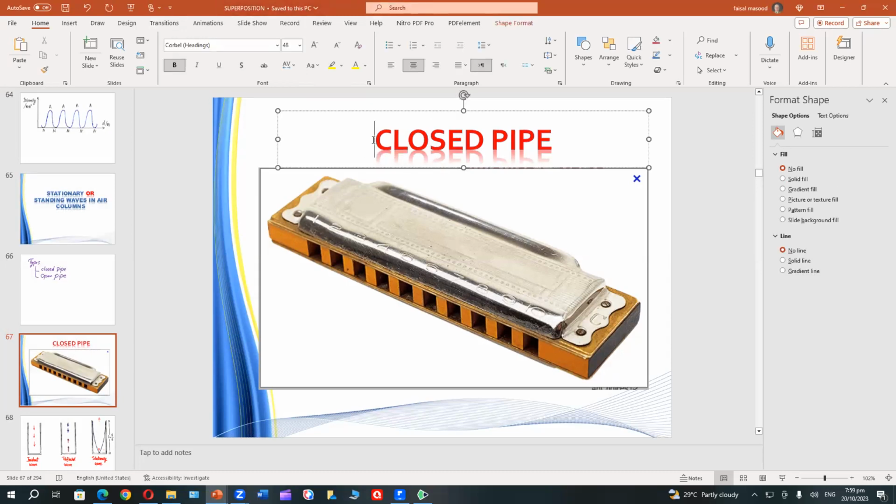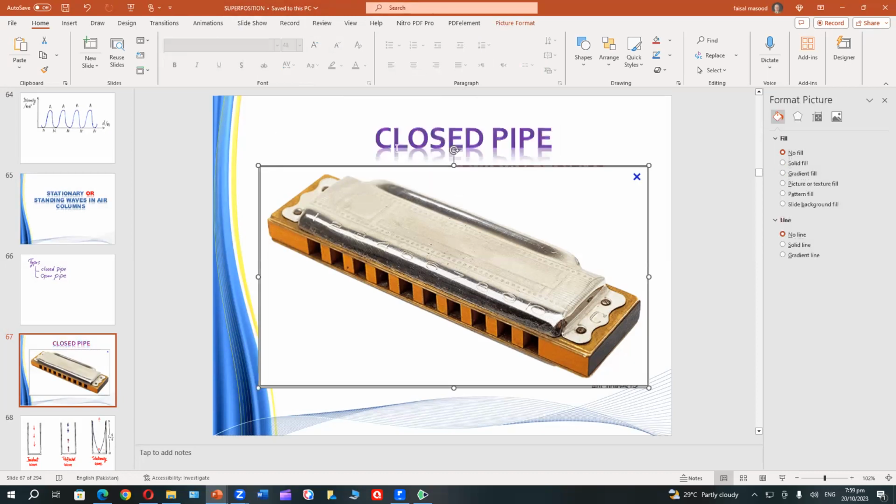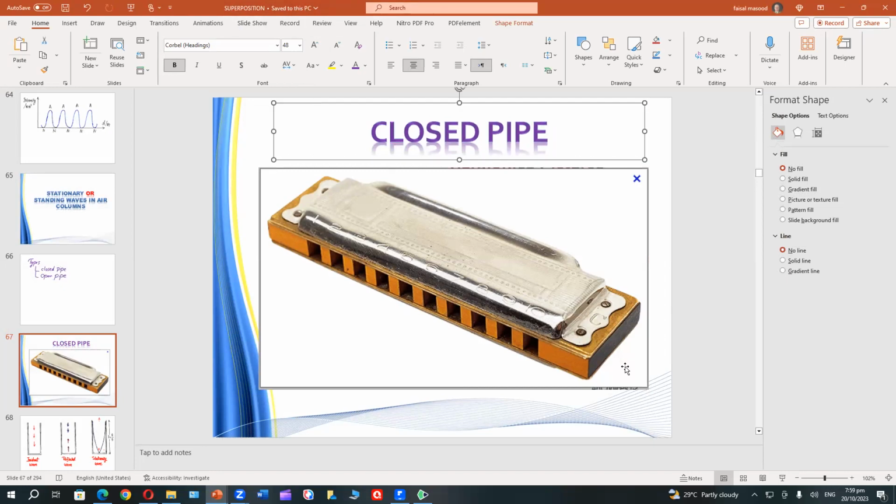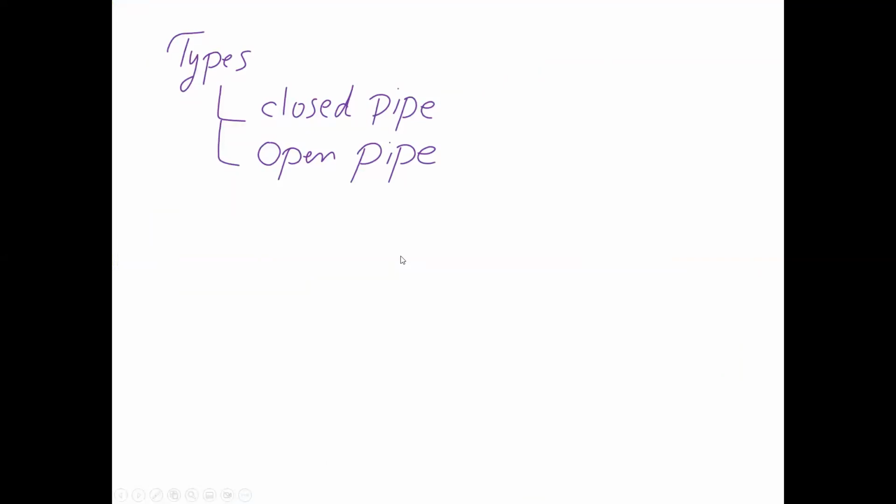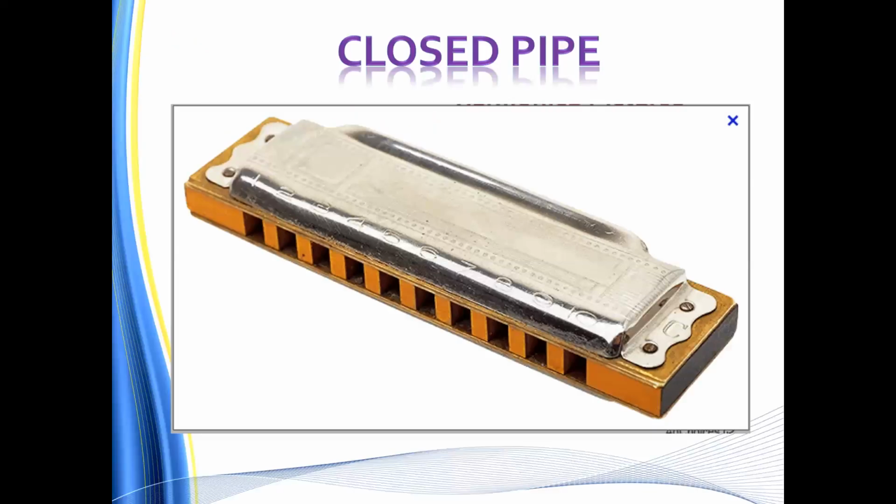So after copying the list, right under it, the most common example of air column are musical instruments. You have to copy. Now give the heading, closed pipe.